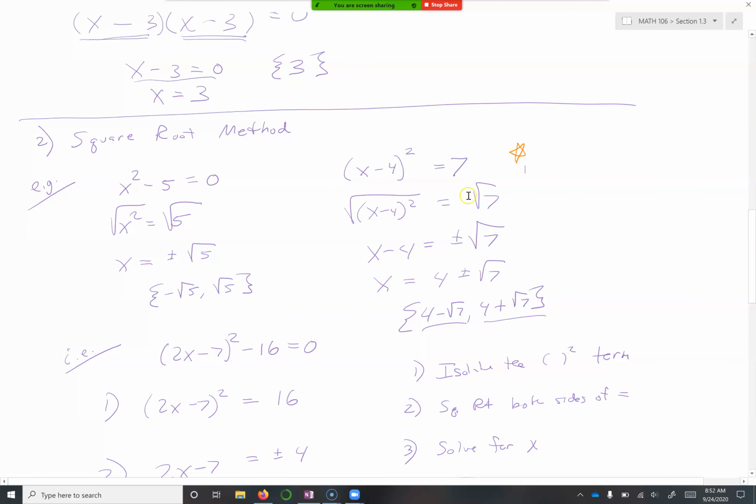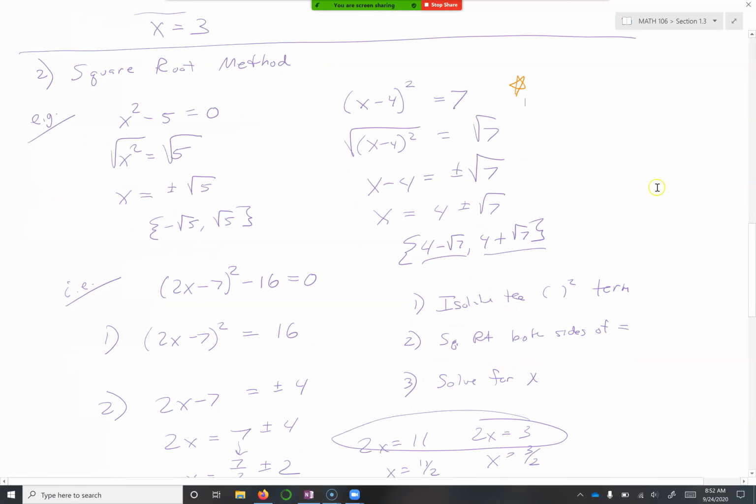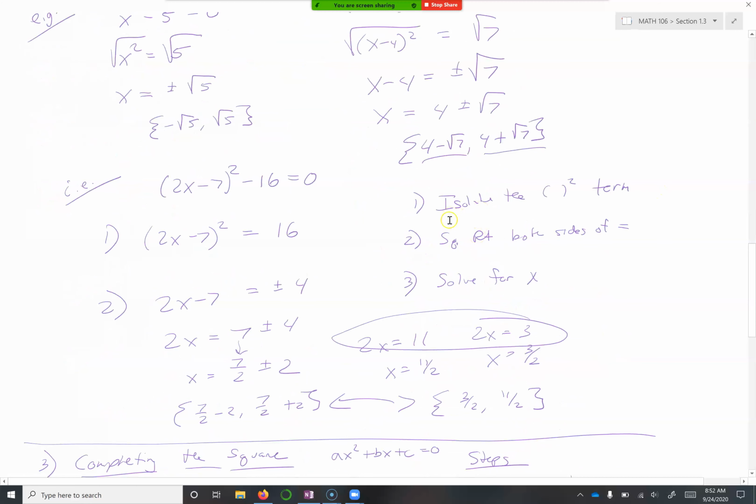But just remember, when you take the square root of a number, like over here with this 7, you really have two roots, right? A positive and negative root. So you end up having this plus or negative sign, which indicates that there's still going to be two solutions to that quadratic equation. So, I went through the steps. You isolate whatever term is squared. It could be a single variable or it could be a binomial. Then you square root both sides and then simply solve for x.